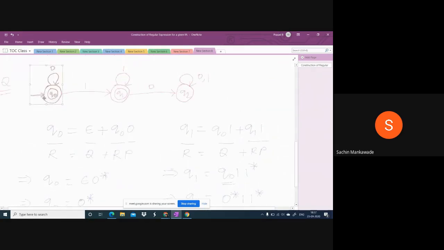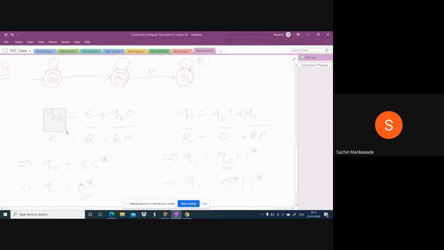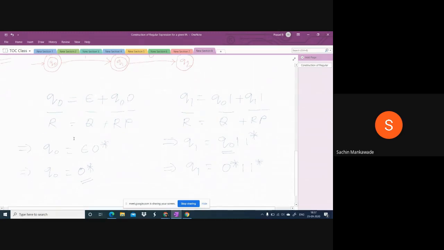Here for Q naught, there are two edges. One is from outside, one is from itself. So Q naught equals epsilon plus Q naught 0. And this is R equal to Q plus RP, where Q is this and P is this. What is the solution? R equals QP star.